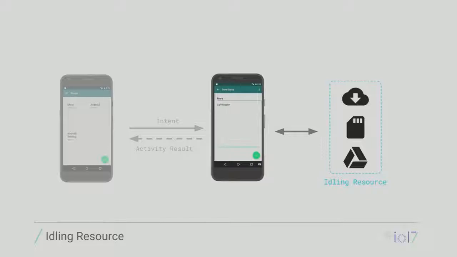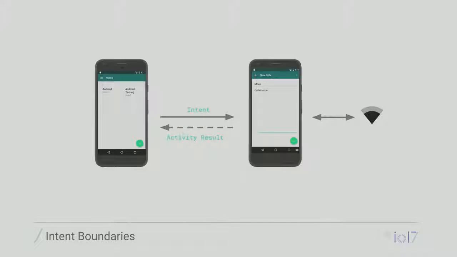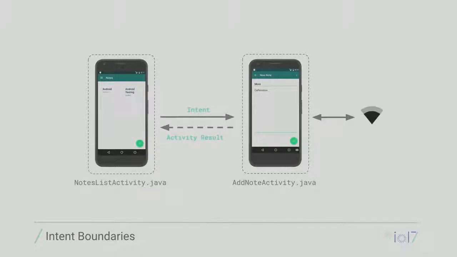So let's see how we can add some more medium-sized tests to your test suite. For our medium-sized tests, we want to keep them small and focused on a single UI component, where a single UI component may be like a specific view, fragment, or an activity. So let's go back to our example to see how we can isolate our large end-to-end tests to more isolated components. Here in this example again, you may have noticed that there are two activities, the list activity on the left and the add node activity on the right.